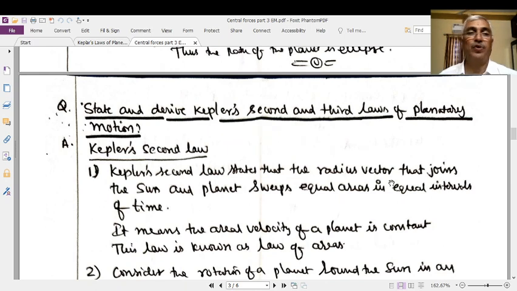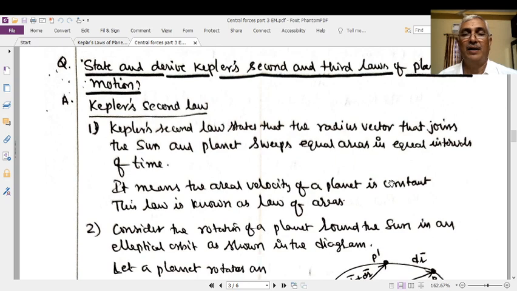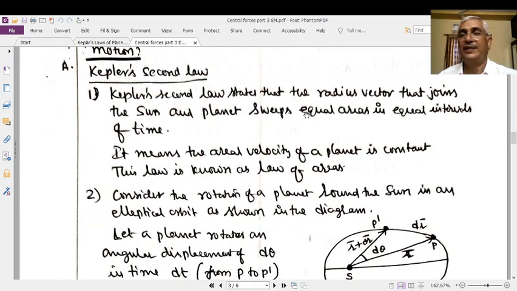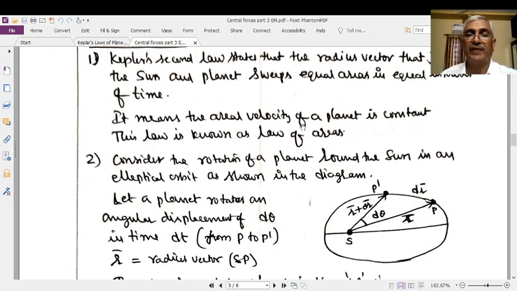Right. Let us go to the proof for the second law. What is the second law? Kepler's second law states that the radius vector that joins the sun and the planet sweeps equal areas in equal intervals of time. Equal areas in equal intervals of time. I will give an example.